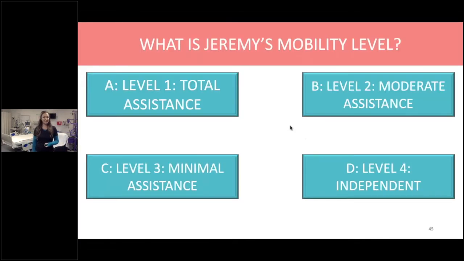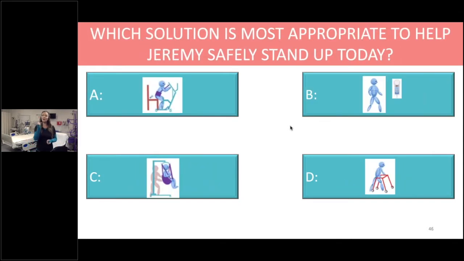What is his mobility level? So remember, the difference between moderate and minimal is whether they can stretch and point and clear their bottom to stand. Jeremy could not clear his bottom, so he is a moderate assistance level, level 2. Jeremy is going to require what kind of device to help him safely stand up today?